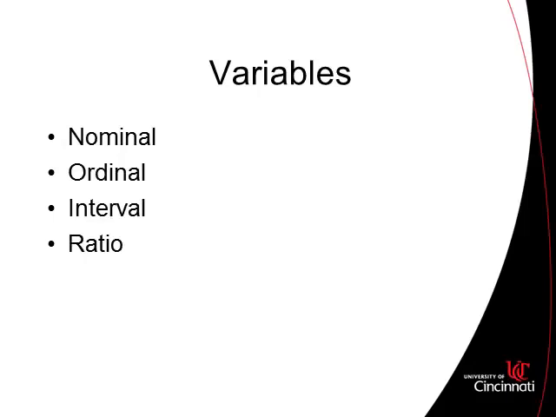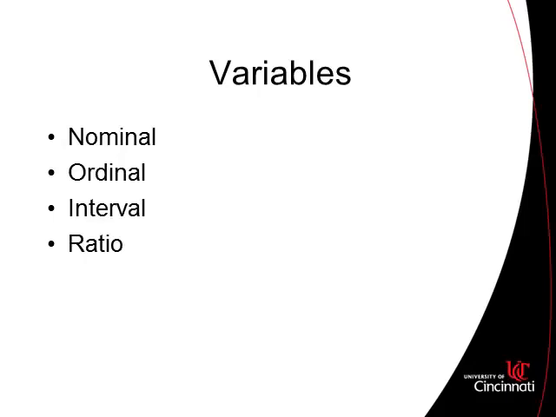And then ratio data has all the same attributes as interval level data, but it also has an absolute 0. So there's a place where there's an absolute lack of the attribute, and there are no negative values in ratio data. So an example would be length in centimeters. You could have 0 centimeters, something with no length, but you really can't have negative centimeters.